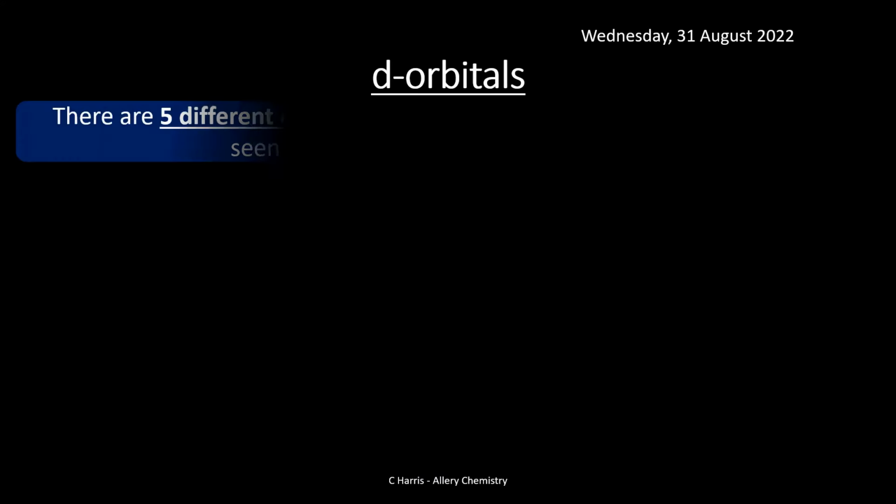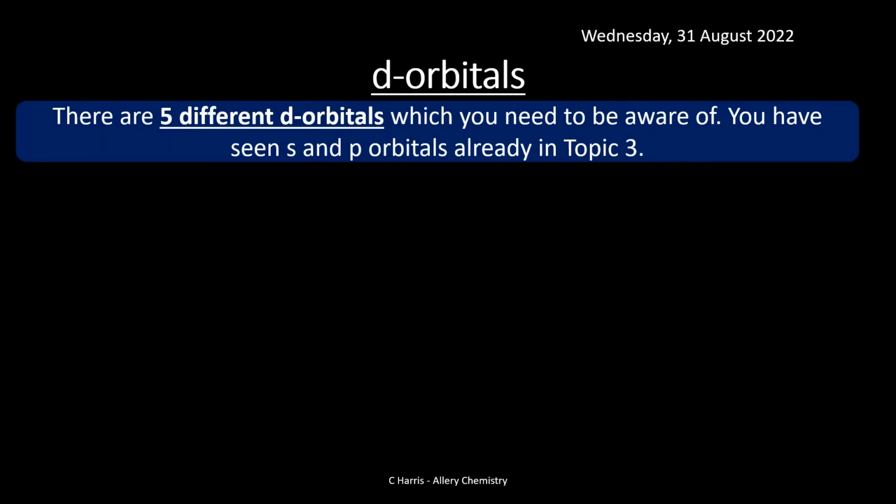Okay, so we're going to look at d orbitals. We need to be aware of the shapes of some of these orbitals, and there are 5 d orbitals. Remember, back in year 1, there was one s orbital, which is spherical. We then had 3 p orbitals, which are like figures of 8. Well, for d orbitals, we have 5 of them.